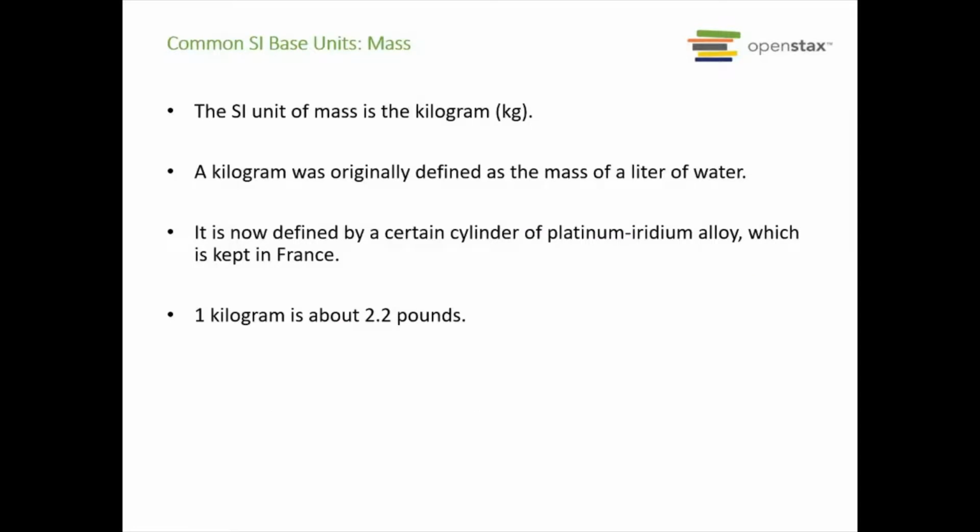So mass, the SI unit of mass is the kilogram, which was originally defined as the mass of a liter of water. Now it is actually defined by a cylinder of platinum iridium alloy kept in France. And it's about 2.2 pounds, 1 kilogram.